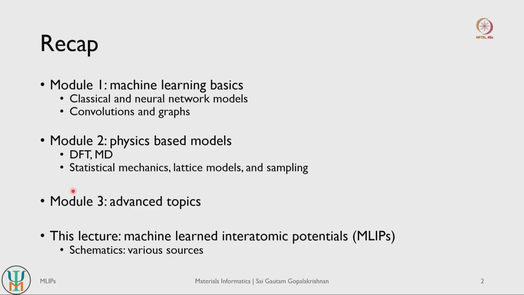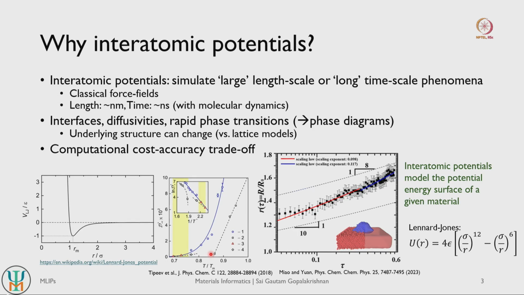So, with today's lecture we are beginning module 3, which is basically advanced topics, and the first part of the advanced topic module is machine learning interatomic potentials, which is the theme of today's lecture. The schematics that I am going to be using through this lecture come from various sources and they are highlighted in the corresponding slides.